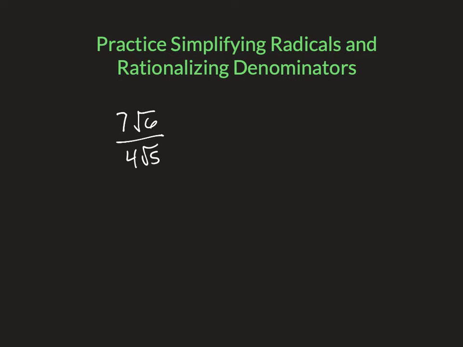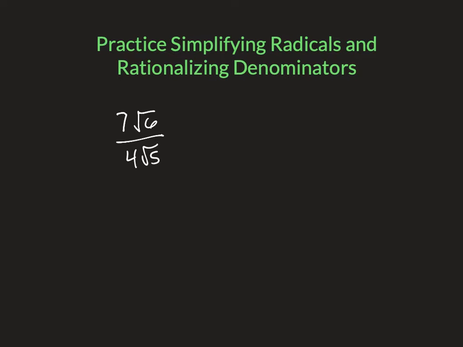Today in class, we began with a warm-up where we were simplifying radicals, including rationalizing their denominators. So I'm just going to run through a few example problems and try and hit all the different types of problems that you'll be experiencing in the warm-up so that you can complete it. So we'll start with 7 square root of 6 over 4 square root of 5.